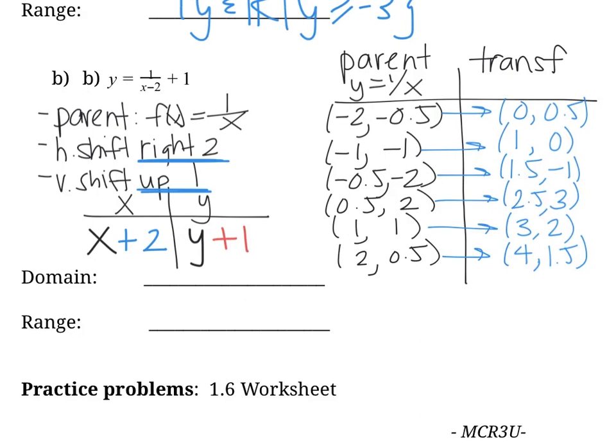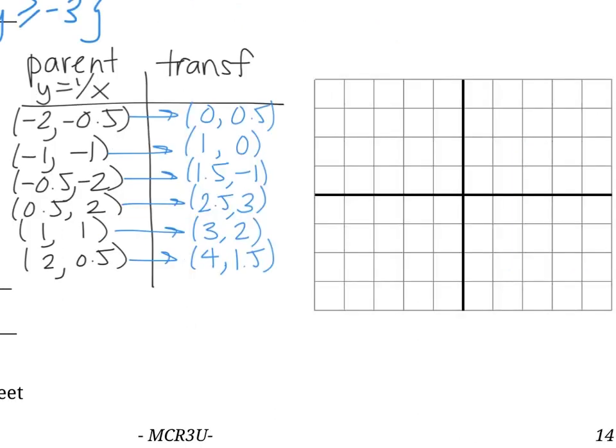So if you started with different points, they'll have different coordinates, but it should still all be on the same function. So now we're ready to graph these coordinates. I took a quick look at my scale and I can fit everything on the graph, so we're ready to plot. We're going to start with the first point and plot downwards. So we have the point (0, 0.5), which will be about here. (1, 0), (1.5, -1). And now we have (2.5, 3), (3, 2), and (4, 1.5).